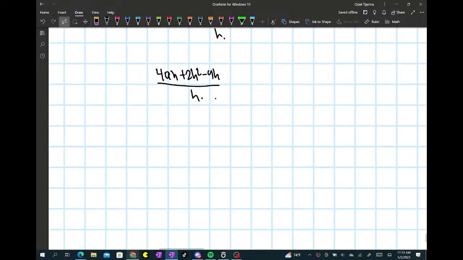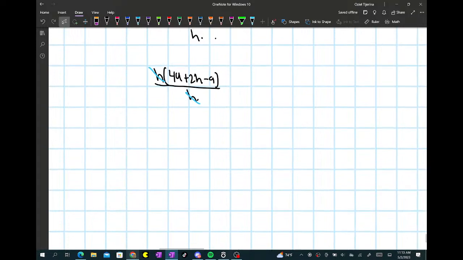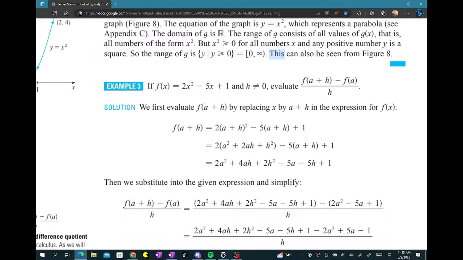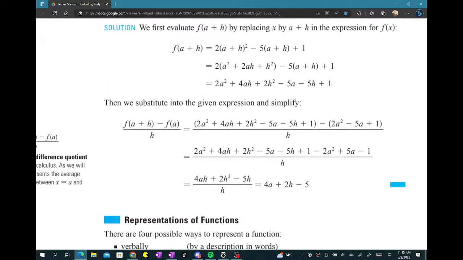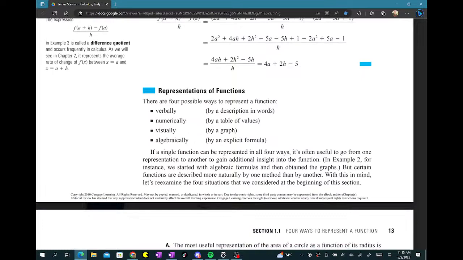And what is left over? Well, if you think about it, all of these have an h in common. We can factor out h. So we're going to do h times 4a plus 2h minus 9 all over h. And finally, this cancels out, so we are left with 4a plus 2h minus 9. And that is our answer. So that is what this consists of. This is exactly what I did, but with a different problem. That is exactly what they did here.